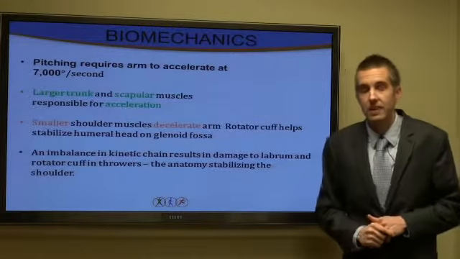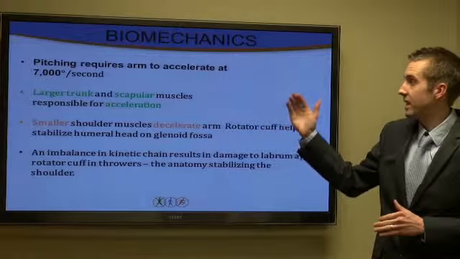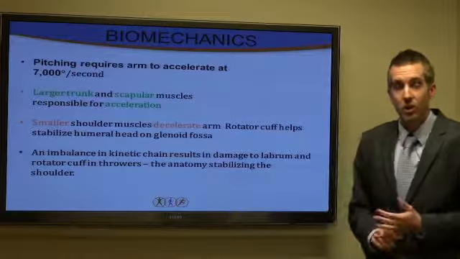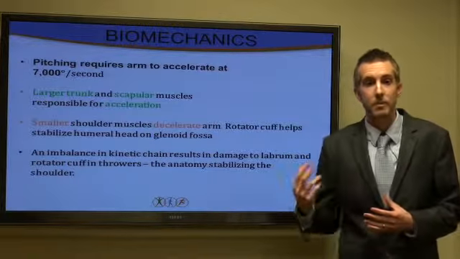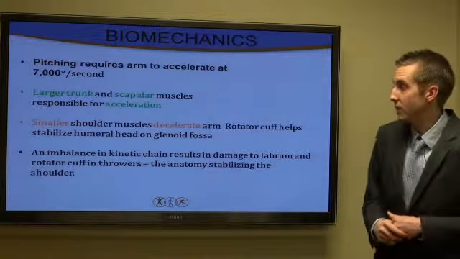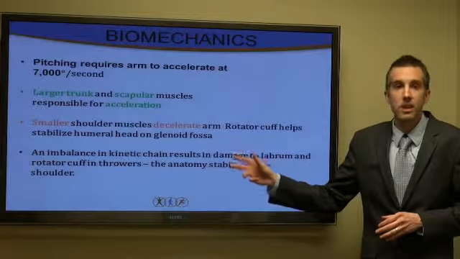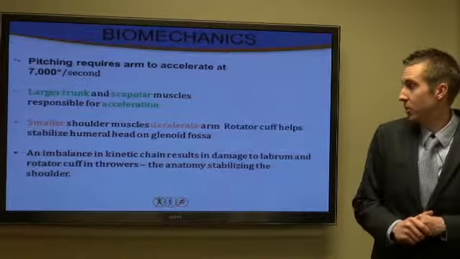Looking at the biomechanics. For a pitcher to throw a pitch, the arm has to accelerate at 7,000 degrees per second. Now, the larger trunk muscles as well as the scapular muscles are responsible for getting that arm in motion. However, the smaller muscles, the rotator cuff, are responsible for slowing down and decelerating. If there's any imbalance, especially on the deceleration, you can easily have a shoulder injury.